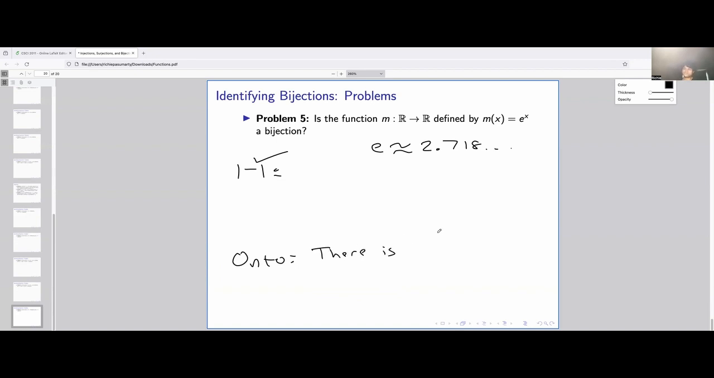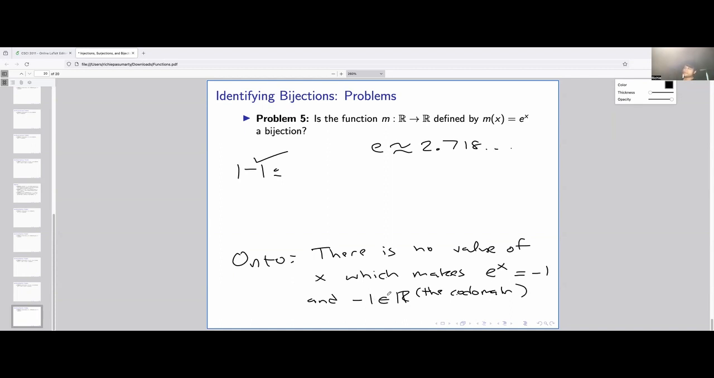There's no value of x which makes e to the power of x equal to -1. And you can also just notice that -1 is in R, which is the codomain. So that means it's not onto. Okay, so this right here is not a bijection.